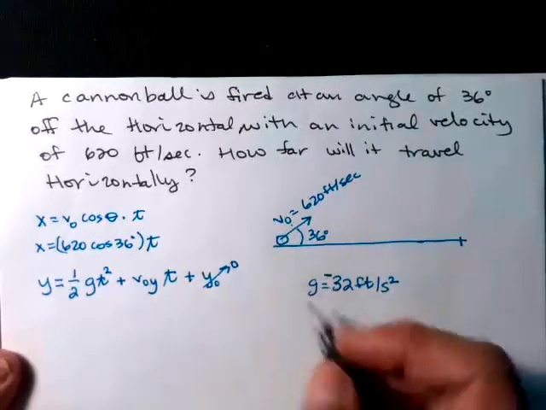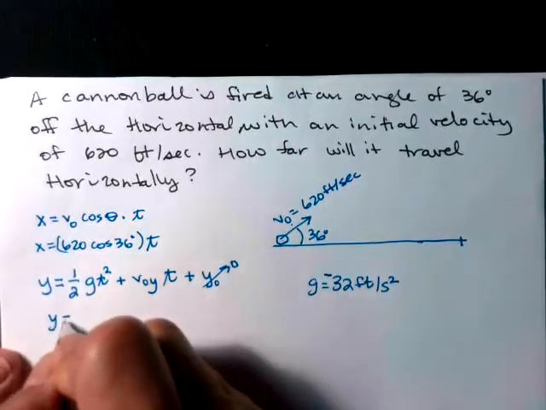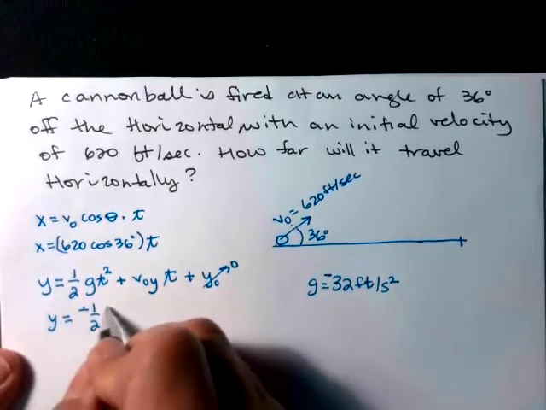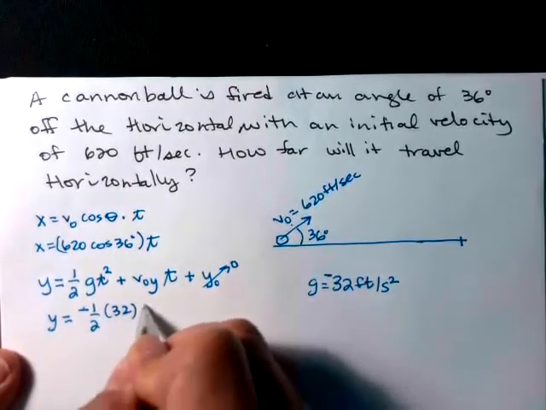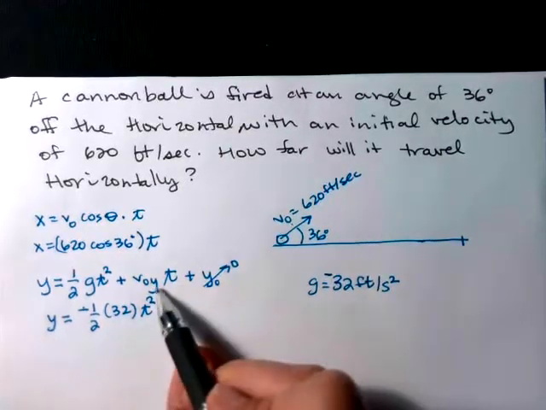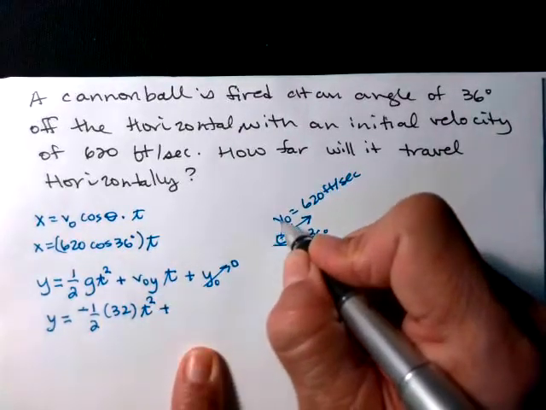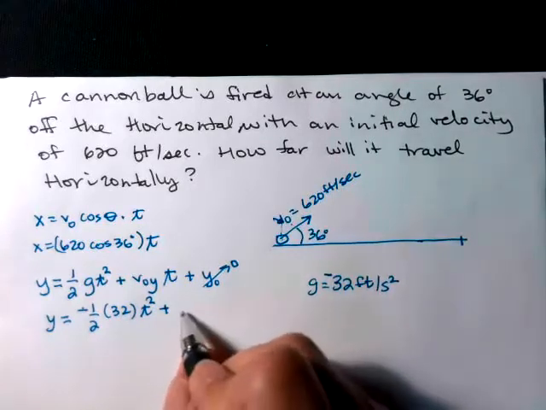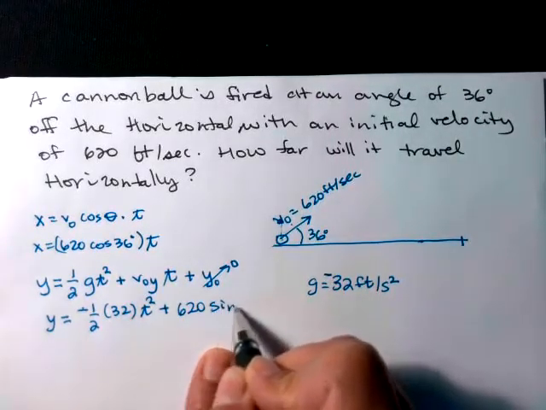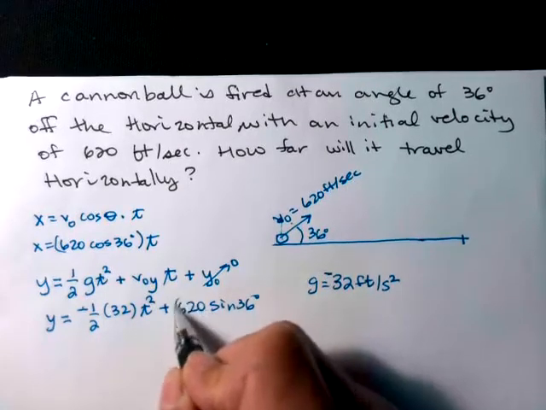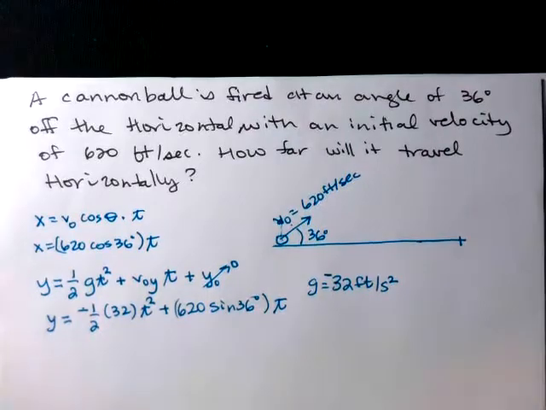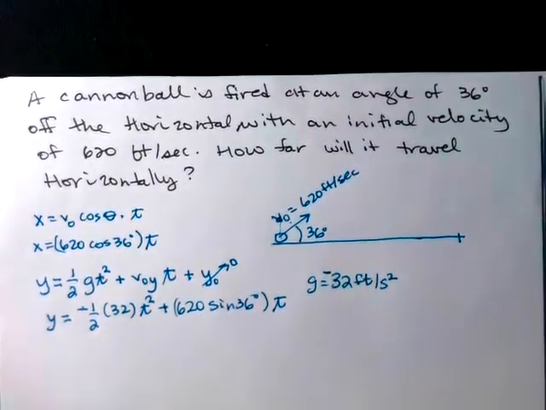Okay, so here's our y equation: y equals negative one half times 32 t squared, plus v naught y, the y component of our initial velocity, so 620 times the sine of 36 degrees, and that's the coefficient of t. Let's go ahead and get some actual numbers in there.